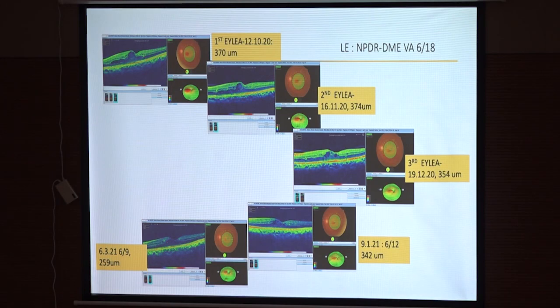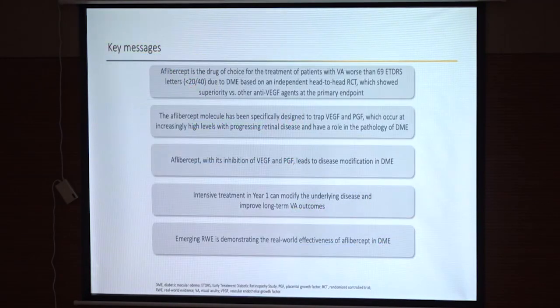So the key messages are, going by the trial, individual decisions you have to take in your clinical practice depending on socioeconomic status and other factors. But going by the trials, going by the evidence, aflibercept is the drug of choice in the treatment of patients who have presenting vision less than 6/12. And in patients who have 6/12 to 6/9 vision, all 3 injections behave in a similar fashion.